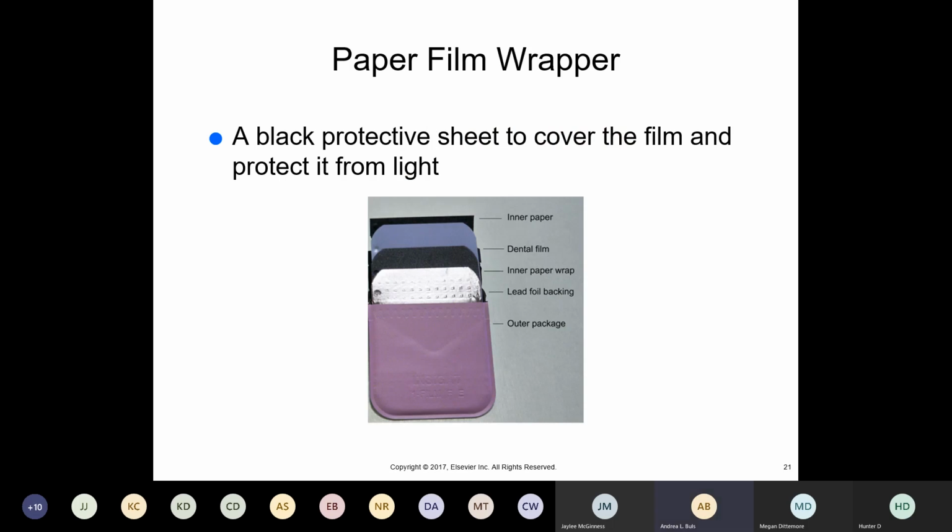Okay, so the protective black sheet of paper is to protect that film from light. And it's actually one piece that wraps all the way around the film and then has a little flap over the top.